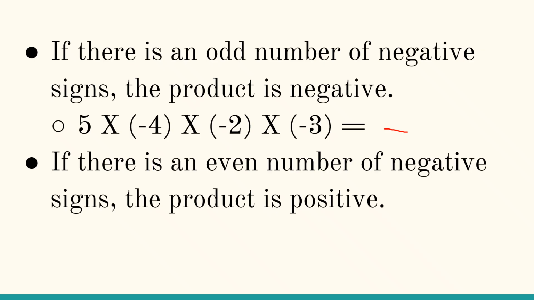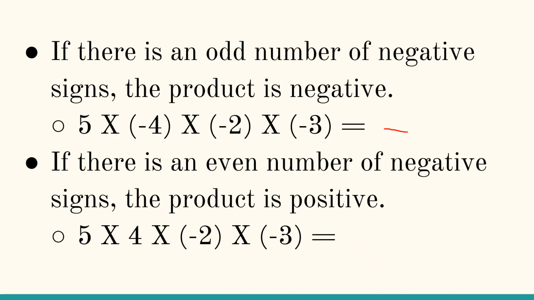Now, if there is an even number of negative signs, the product is positive. So we have 1 negative here and 1 here. Whenever you can make a pair, that means it changes to a positive. So I know my final answer for this one will be a positive answer.